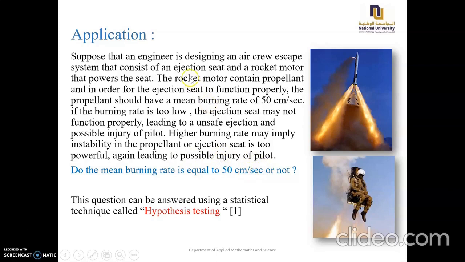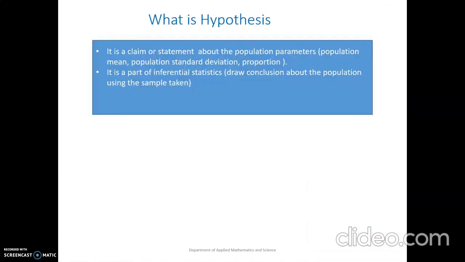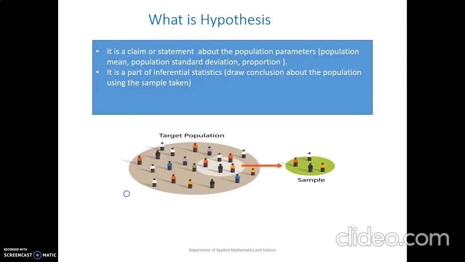So the engineer designing the air crew escape system has to test whether the mean burning rate is equal to 50 or not. This question can be answered using a statistical technique called hypothesis testing. So what is a hypothesis? A hypothesis is a claim or a statement about the population parameter. What are the population parameters? We have many parameters we have studied already, like population mean, population standard deviation, or proportion.